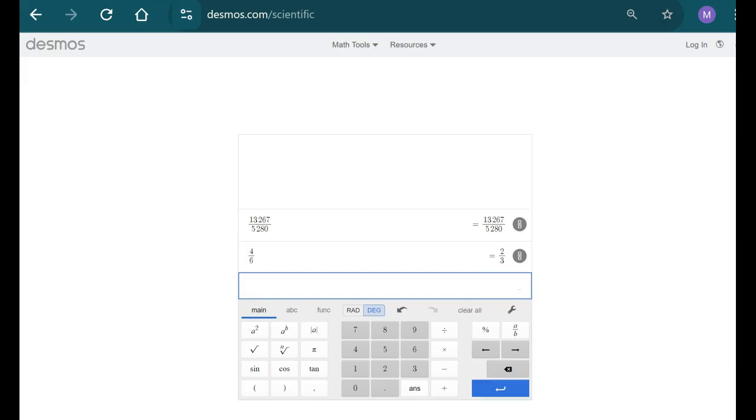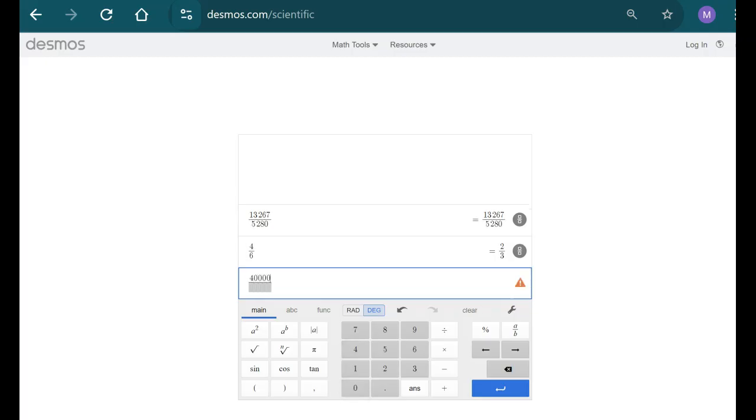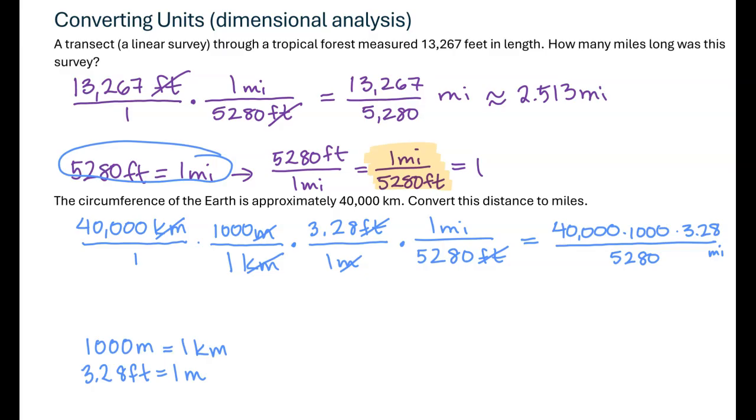Okay, so what did we have? Here I'm going to go ahead and make my fraction right away. We had 40,000 times 1,000 times 3.28, and we needed to divide all of that by 5,280. So I'm getting about 24,848.48. So 24,848.48. Okay, I think I can remember that. So 24,848 miles. So about 25,000 miles is what we're getting.